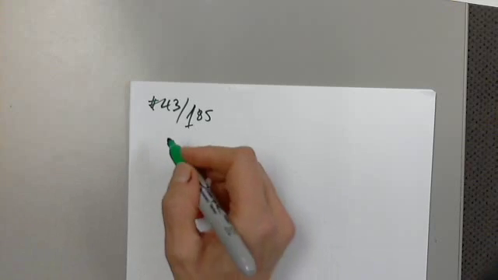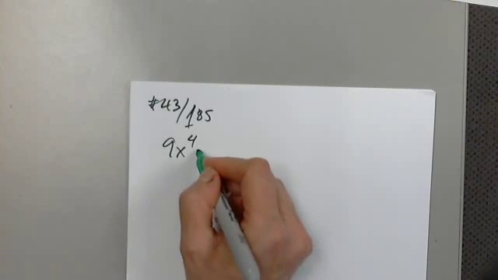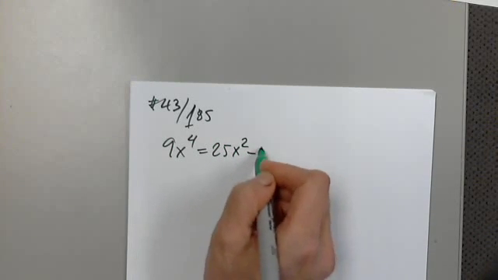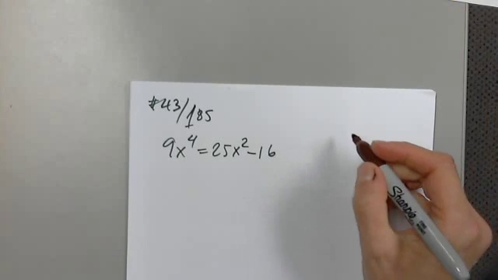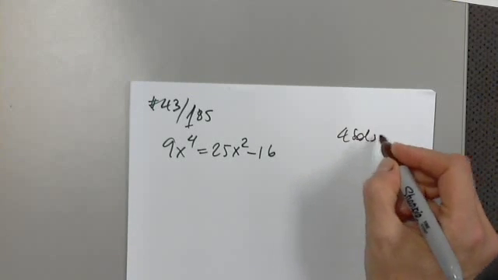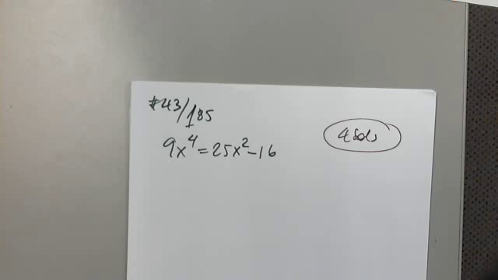9x to the 4th equals 25x squared minus 16. What kind of equation? You can say 2 different things about it, but both are important. What type of equation is it? It's polynomial. It's also quadratic in form. I have to make myself a note so I don't forget. What am I looking for? Okay, good. What will be the first step?